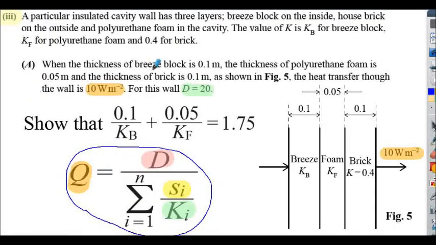Question 3, part 3. This is part A here. I'll let you read the question at your own pace. We essentially have a 3-section wall. We have breeze block, foam and brick. We do not know the K value for the breeze block or the foam, but we do for the brick. The question wants us to show this formula using the formula for heat transfer through a composite wall shown below. I'll show you the full work solution on the following slide.